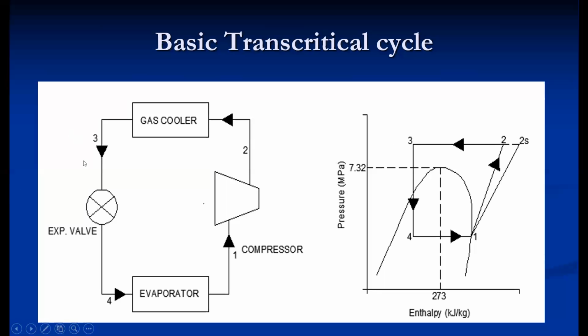Then 3 to 4, the refrigerant expands in the expansion valve, and that process is an isenthalpic process. 4 to 1 is the evaporation process, which is a normal evaporation process because it happens where heat is absorbed from the cooling medium, or heat is absorbed from the substance or space which is to be cooled. So this is a basic transcritical cycle where, except for the 2 to 3 process, the remaining processes are the same. The 2 to 3 process in a normal conventional vapor compression cycle is the condensation process. Here it is a gas cooling process. So other factors remain the same.